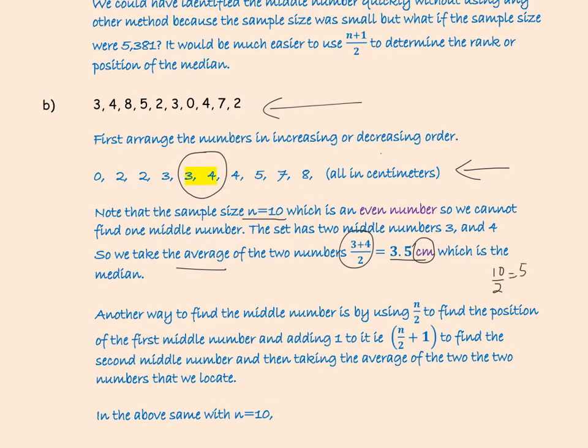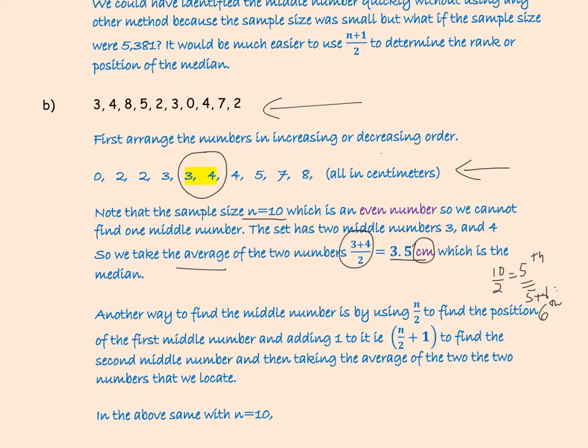This 5 does not give us the median or any number in the data set. It just gives us the position of the first middle number. So the fifth number is our first middle number. If we add 1 to the fifth number, so 5 plus 1, that is equal to 6. And the sixth number, which is the next number, would be the second middle number. So this is another way of identifying the 2 middle numbers.